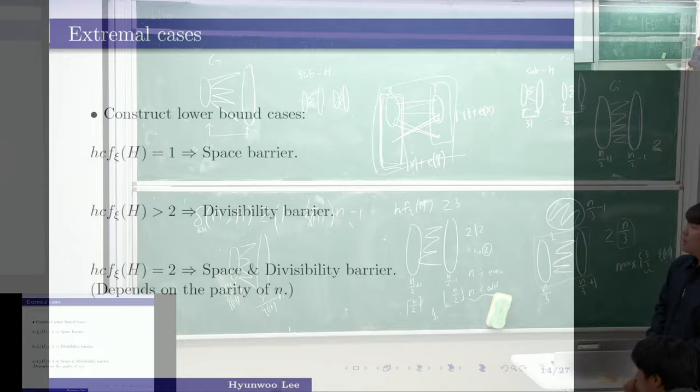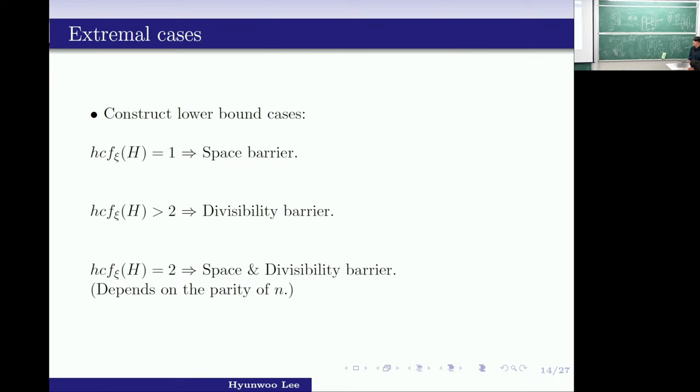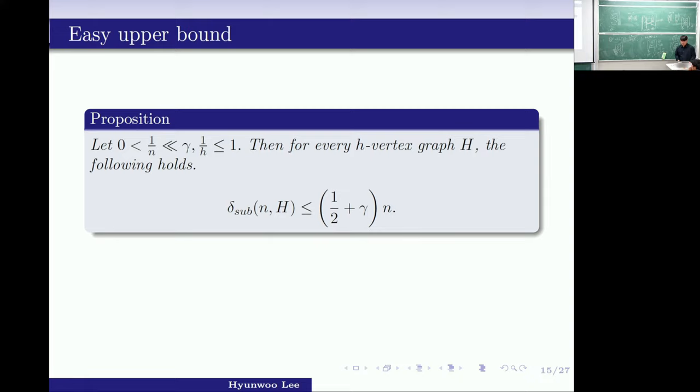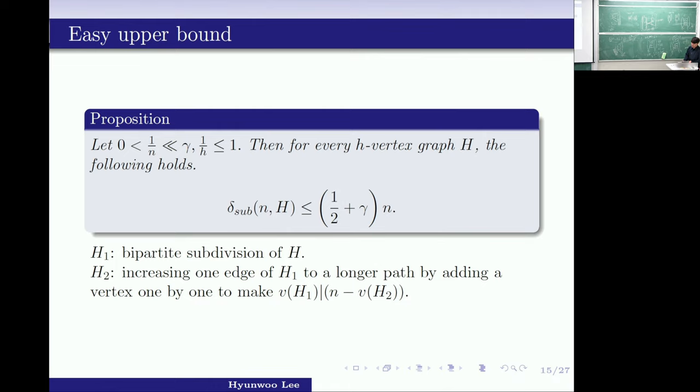Okay, so these are for the lower bound, and now consider the general upper bound. For every graph H, we generally have that delta sub n H is bounded by roughly n over 2. This is very easy. Let H1 be a fixed bipartite subdivision of H, and let H2 be obtained from H1 by increasing one edge of H1 to make a longer path, adding one vertex at a time until we ensure that |V(H1)| divides n minus |V(H2)|.